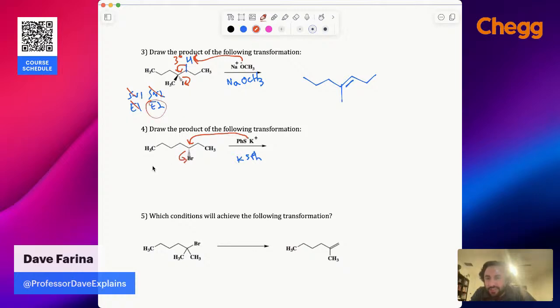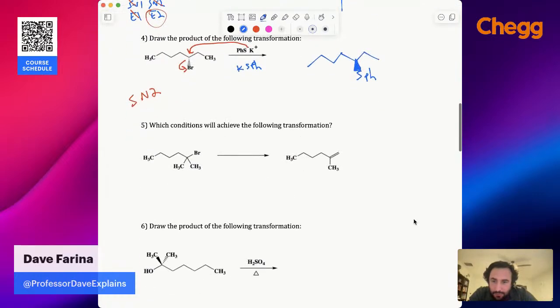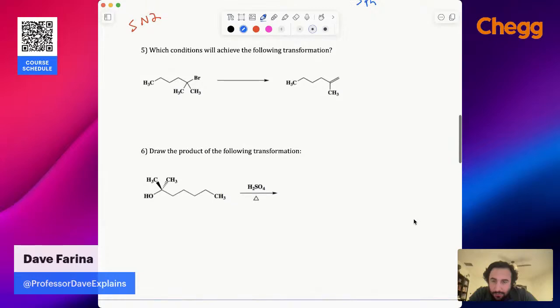So this one was E2. Here we are deciding SN2. And remember that SN2 involves inversion of stereochemistry. And so let's move on here.